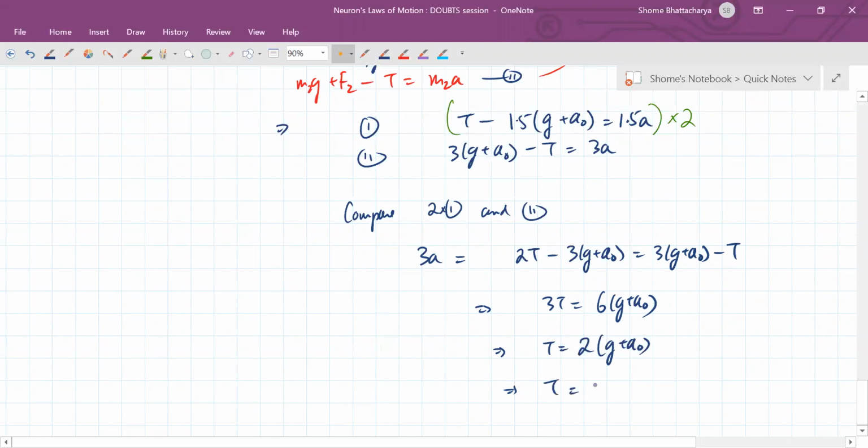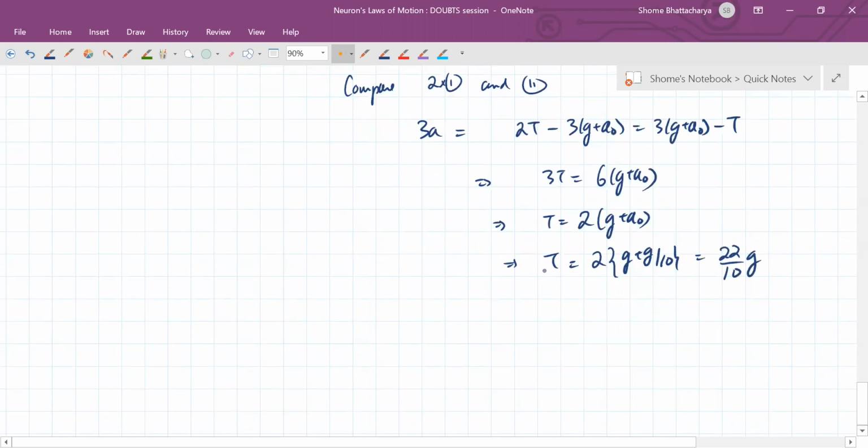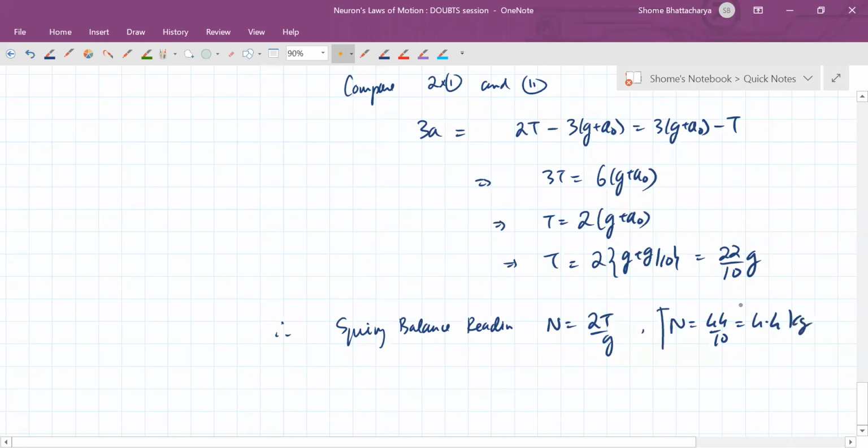So that is the tension. Therefore the spring balance reading, that was equal to 2T by g. So the spring balance will show you a reading of 4.4 kgs.